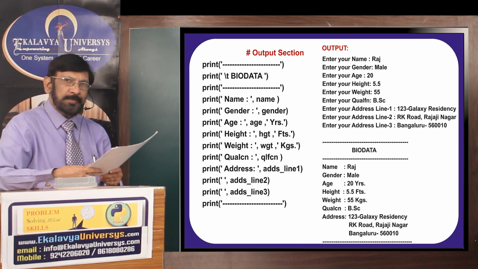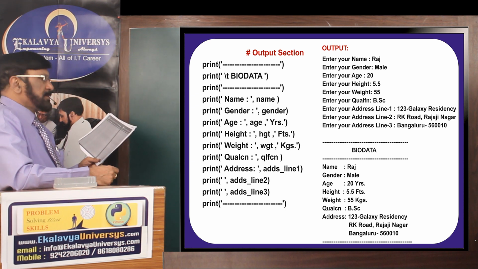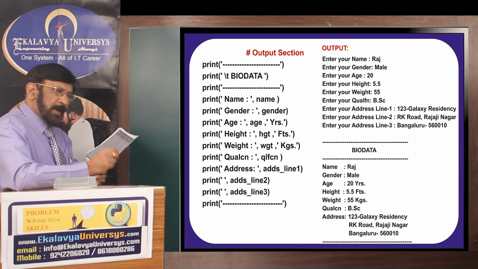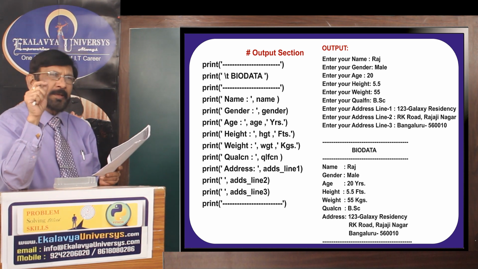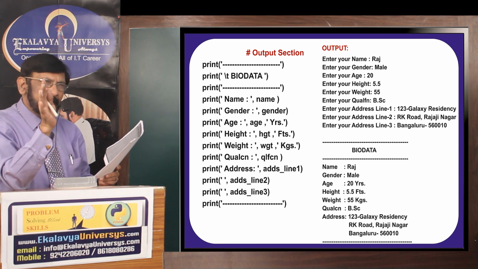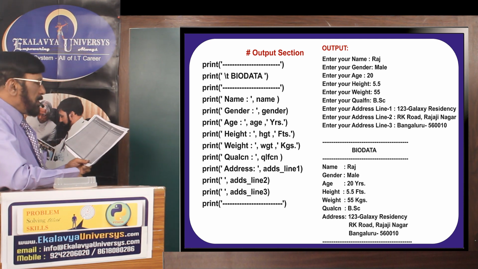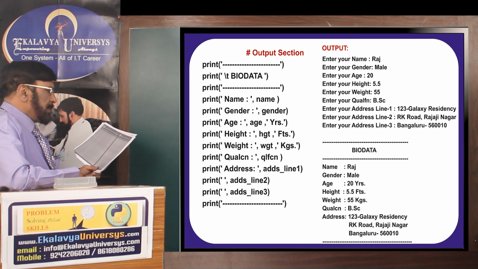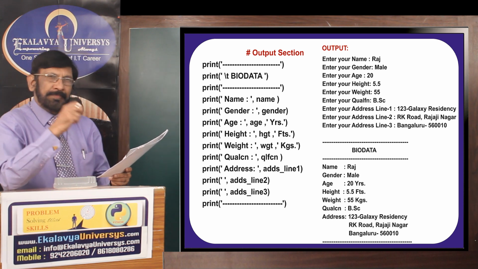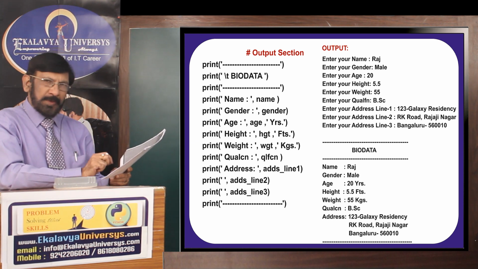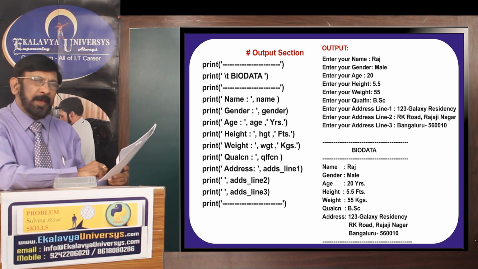Now let us see the output. Here you see the output. Now see prompt statements. Clearly how you are expecting. Already many times I am telling you, recall the bank ATM. How bank ATM provides guidance to you. In the same manner you have to write all the prompt statements. Let us see that. Enter your name, enter your gender, enter your age, enter your height, enter your weight, enter your qualification, enter your address line 1, enter your address line 2, address line 3. Then you enter. Thereafter, you save and run the program. You get the output as you expected.